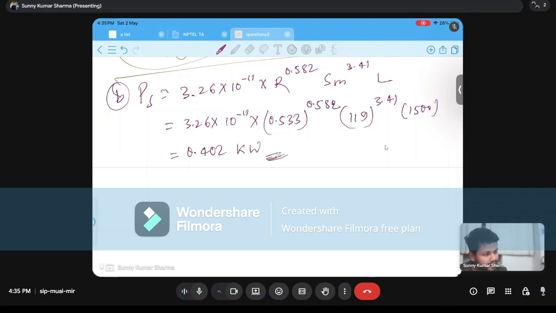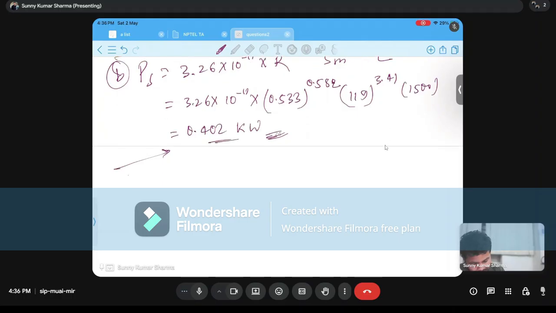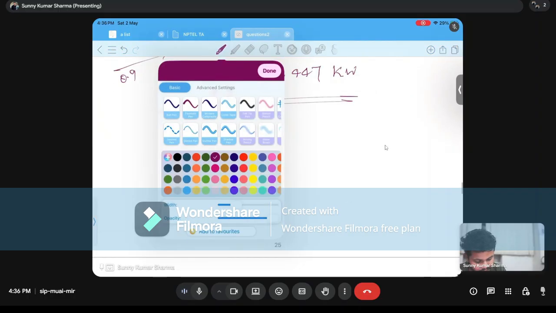And the input power needed is based on 90% transmission efficiency. There is a 10% power transmission loss, so this value is 0.9. So what is the initial input power given? That is 0.402 by 0.9. So the input power given will be 0.447 kilowatt. So this is the second part of the question.